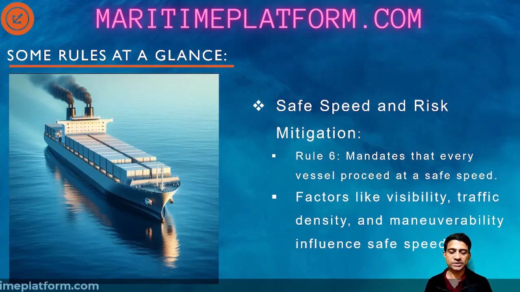Rule 6 mandates that every vessel proceed at safe speed. Factors like visibility, traffic density, and maneuverability of the vessel influence the safe speed. Obviously, similarly, like when we have thick fog, we go at a slower speed. If the traffic density is very high, obviously the ship or the vehicle for that matter will slow down.